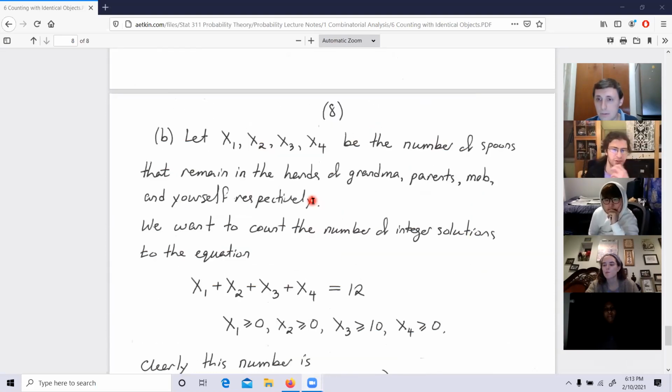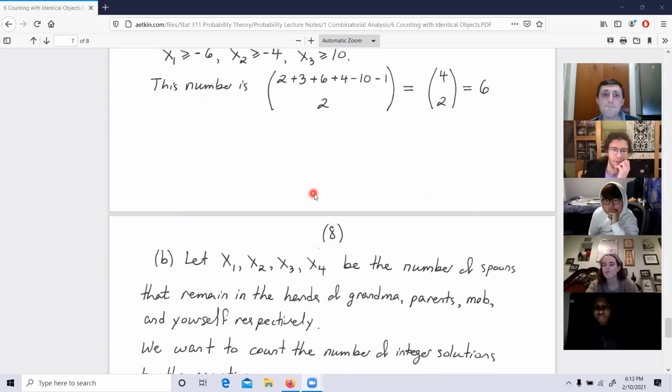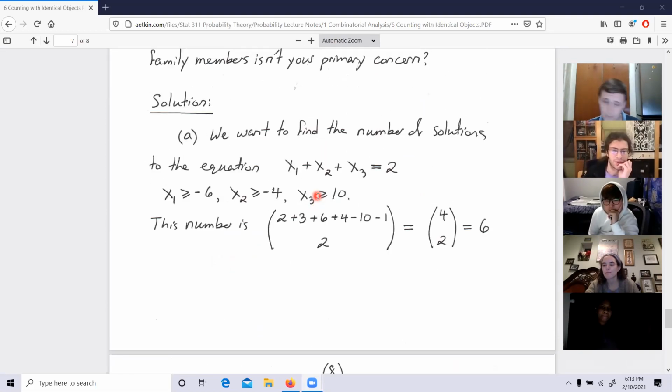Sorry. Can I just clarify then? Can you scroll up again to that problem for a second? So x1 greater than or equal to -6 represents the fact that you can take 6 from, what was it? Sorry. Okay, so 6 from your grandma. x2 greater than or equal to -4 represents you can take 4 from your parents. x3 greater than or equal to 10 represents that the mafia has to gain 10. And 2 here represents what, the amount you own? Yes, 2 represents how much I own. Exactly right.